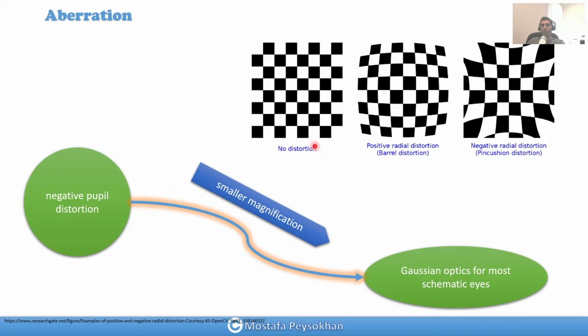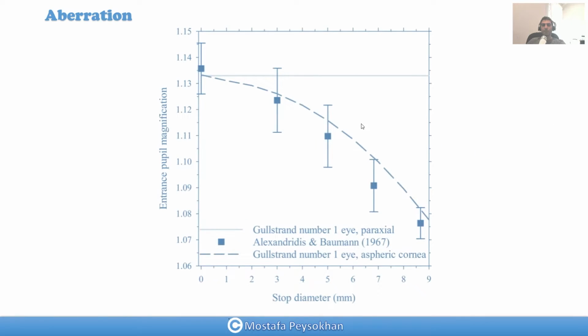When you have no distortion, the image is like this. When you have positive radial distortion, we call it positive distortion. This one we call negative distortion, where the image is going to be like this. As you can see here, for the Gaussian number 1 eye model, the paraxial one, the magnification is not a function of stop diameter. The stop diameter can be from 0 to 8, and you can see we have a constant magnification, which is 1.13.